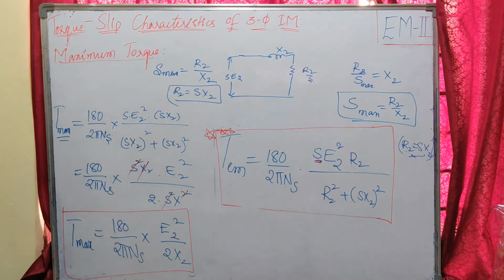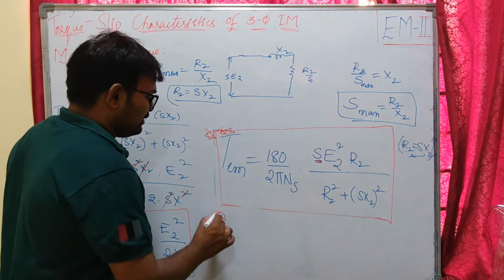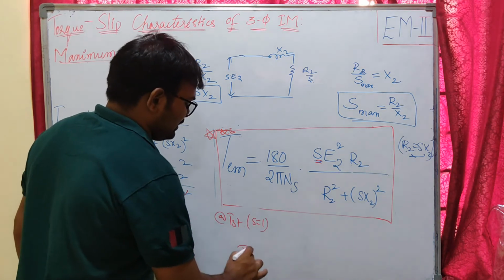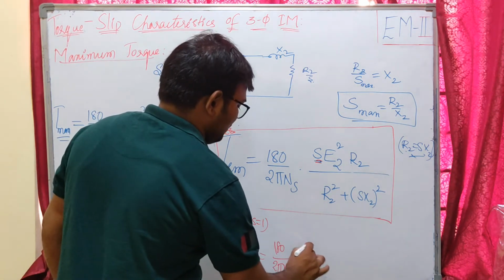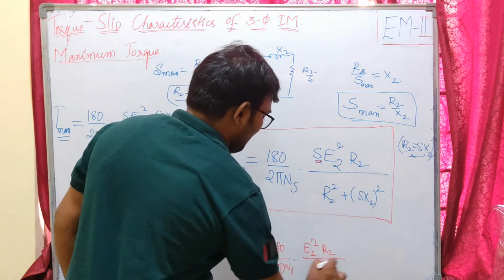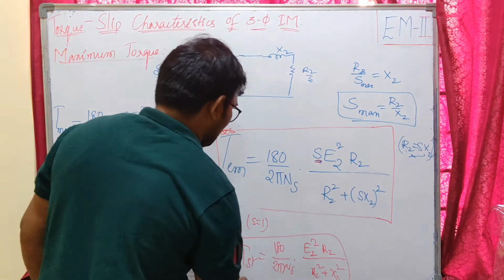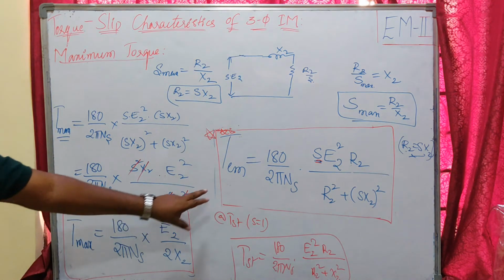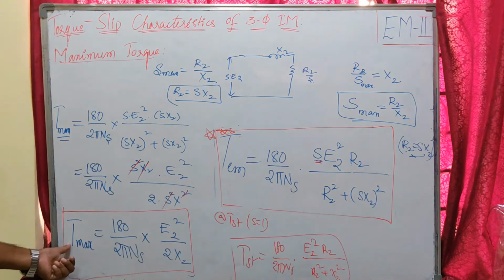You can also get the starting torque by replacing S with 1. At starting, S equals 1, so our starting torque will be 180 by 2 pi ns into E2 square R2 by R2 square plus X2 square. So I replaced S with 1 at starting. These are the equations. This is the electromagnetic torque with slip S, and this is the maximum torque at slip S max equal to R2 by X2.